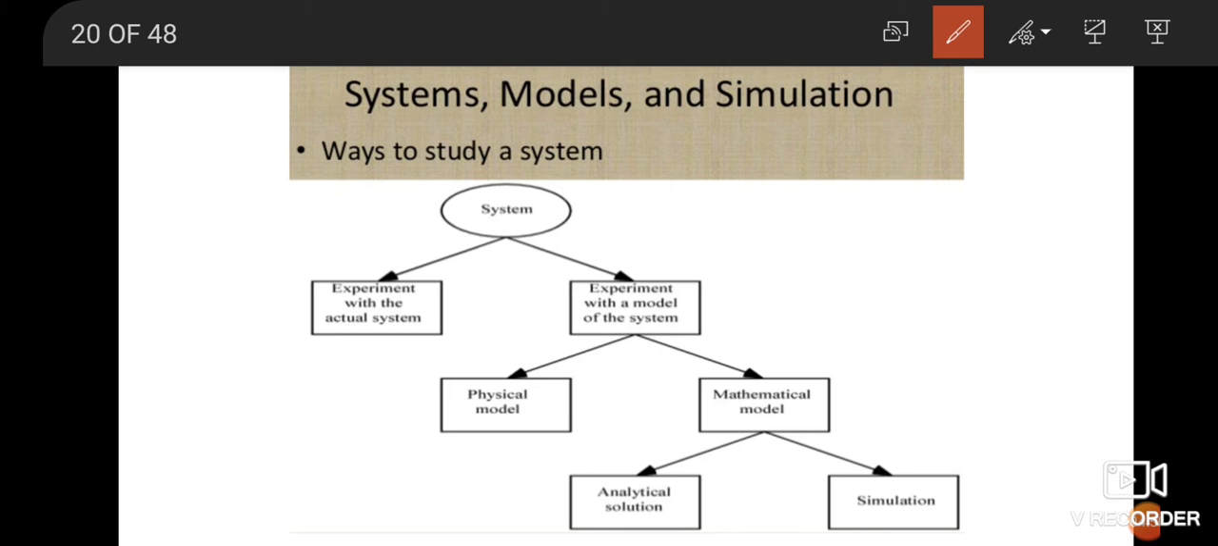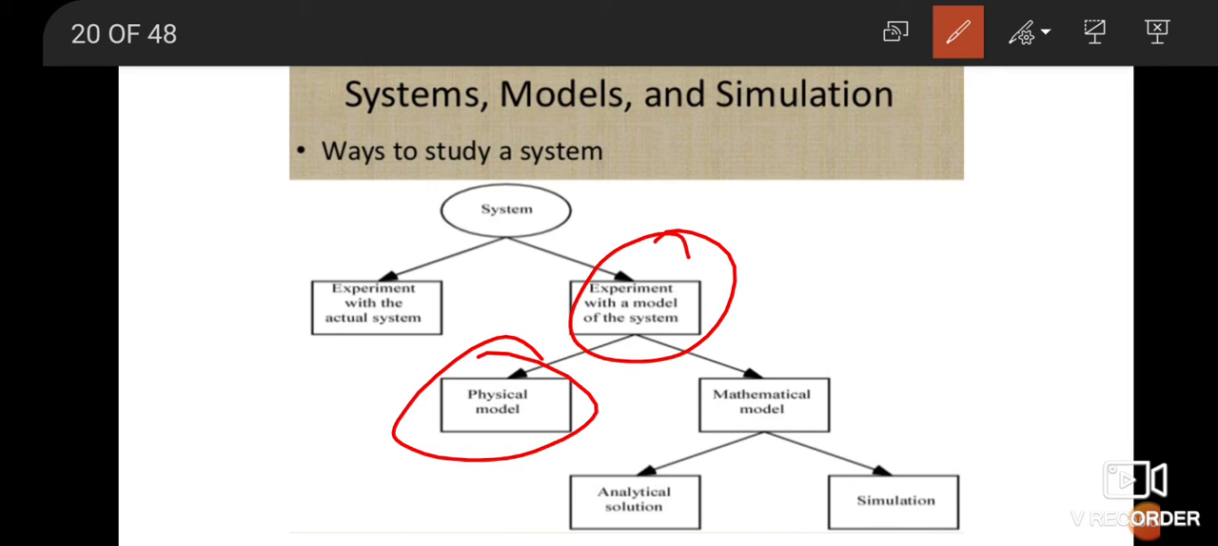you cannot study or experiment with that, saying okay, you increase the pressure, because there can be loss of life and property. So at those places you can experiment with a model, so you can create a model. So that is another way to study a system. Then there can be so many different models, we can see it in detail.